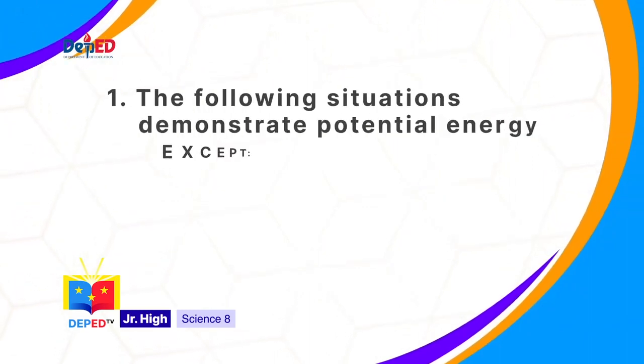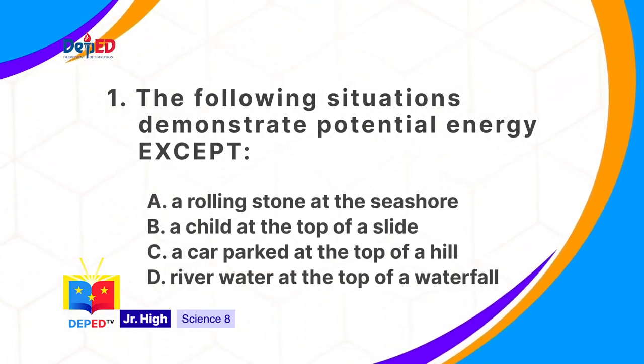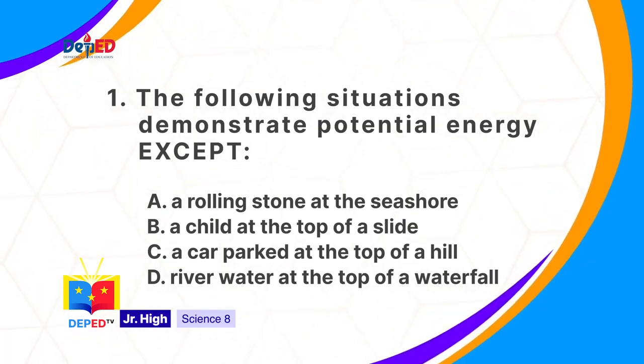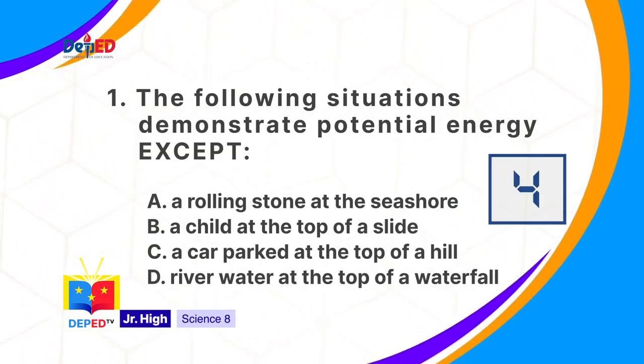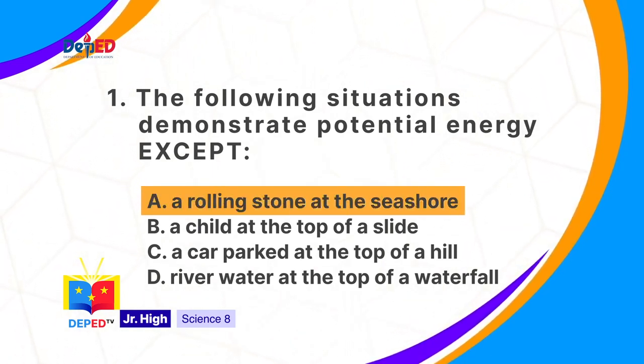The following situations demonstrate potential energy except A. A rolling stone at the seashore. B. A child at the top of a slide. C. A car parked at the top of a hill. Or D. River water at the top of a waterfall. A. A rolling stone at the seashore.